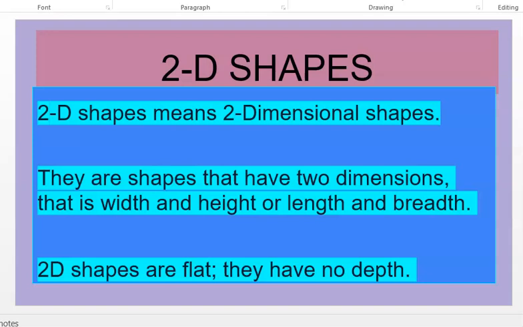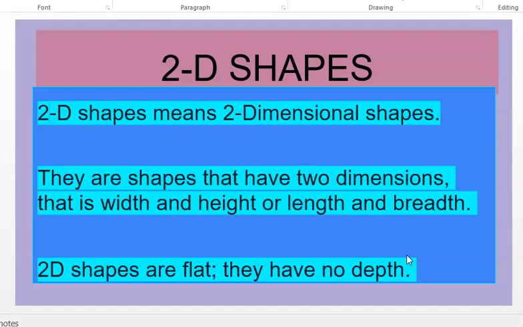Today in our class we'll be looking at 2D shapes. 2D means two-dimensional. So 2D shapes are two-dimensional shapes. They usually have two dimensions, width and height, or length and breadth. They are flat because they do not have depth.